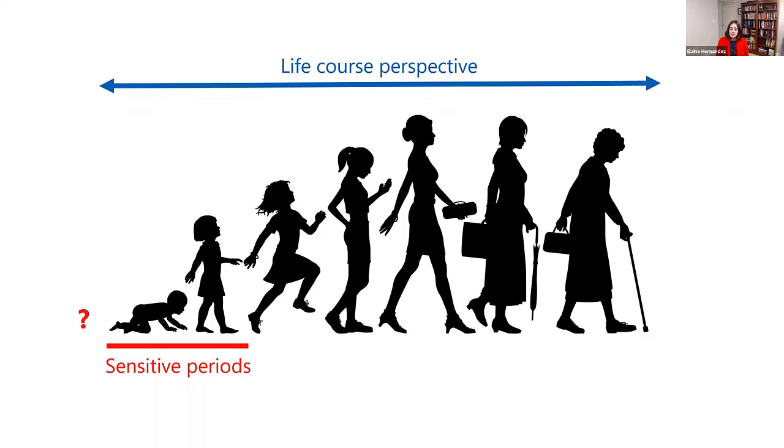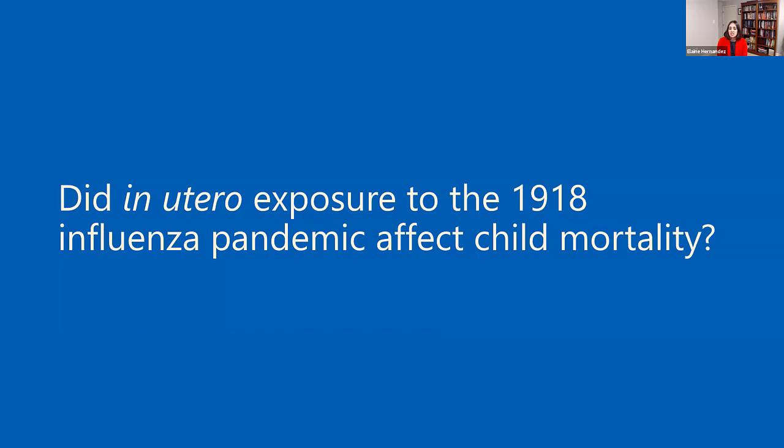And this was renamed in order to really account for the fact that these developmental processes represent a broader physiological or biological mechanism that we need to understand, and that we really need to bring people from different disciplines together to understand. So our question for today is relatively straightforward. Did in utero exposure to the 1918 influenza pandemic affect child mortality?